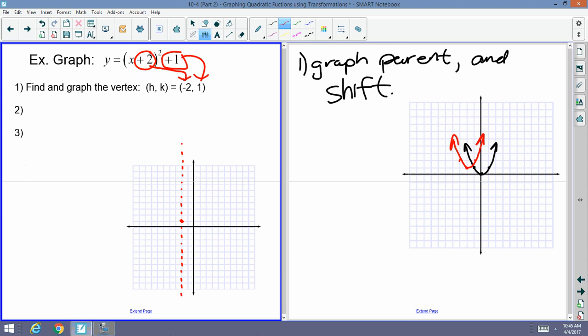Okay, now, step 2. Find and graph the y-intercept. Guys, the y-intercept is not 1. Be careful. The y-intercept is the c value if and only if it's in standard form. Here, to find the y-intercept, you got to make x 0. When you make x 0, 0 plus 2 is 2. 2 squared is 4. 4 plus 1 is 5. So 0, 5. So I go 1, 2, 3, 4, 5.